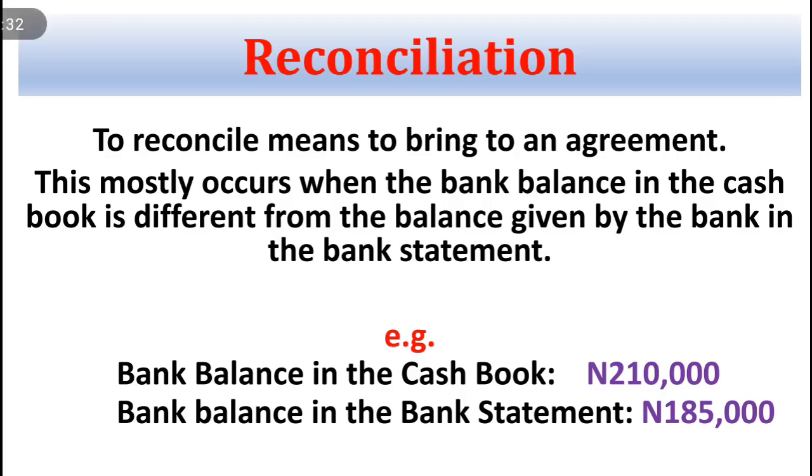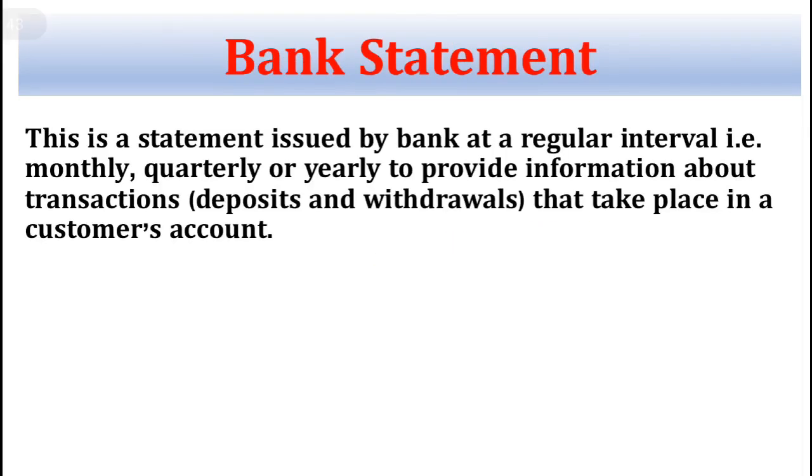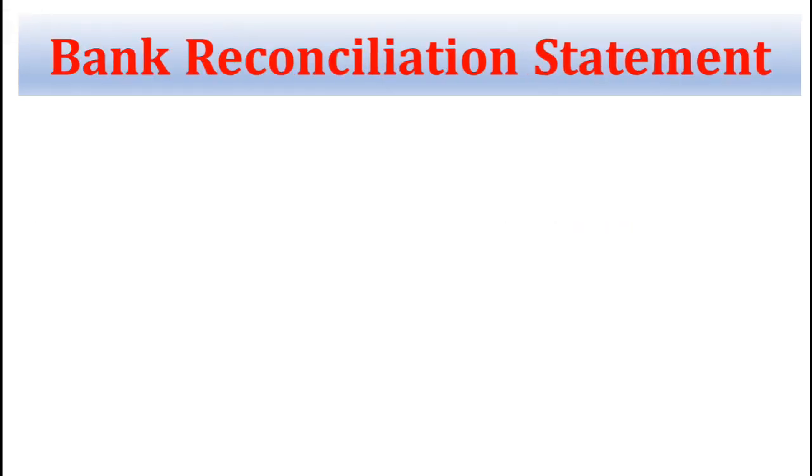To now reconcile, to know the differences, to bring to agreement the disagreement between the two books. Now, if we are talking about bank statement, this is a statement issued by bank at a regular interval. It may be monthly, it may be quarterly, it may be yearly, which provides information about all the transactions, that is all the deposits into the bank and all the withdrawals made from the customer's account. This statement is issued to the business. We call this statement bank statement.